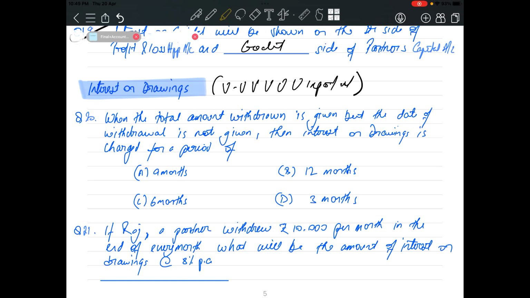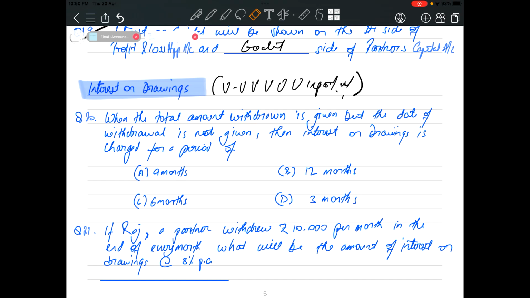Now let's move with question number 20. What is question number 20 saying? When the total amount withdrawn, meaning the amount of drawings, is given, but the date of withdrawal is not given, interest on drawings is charged for the period of... In this case, the drawing amount the partner has withdrawn is given, but what is not given?